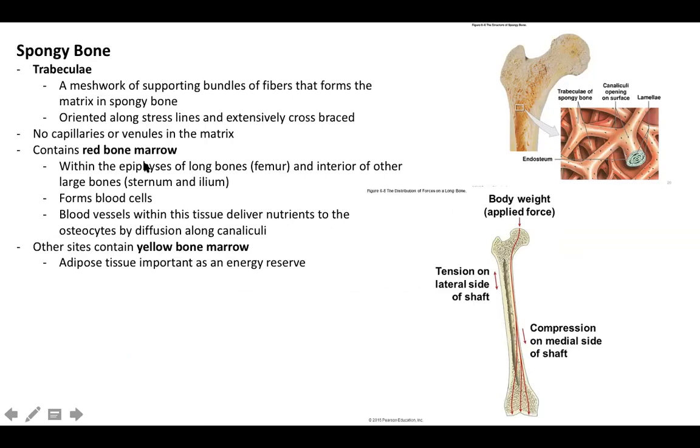They get the nutrients from diffusion. We have the spongy bone in the head and neck, but also the medullary cavity, and that contains marrow. Most of this is red marrow, which produces blood cells, and the blood vessels within the tissue deliver nutrients to osteocytes by diffusion. We talked about that. And then yellow marrow is adipose tissue. So you have two different types of marrow: red marrow that produces the blood cells, and yellow marrow, which is adipose tissue. So that's your energy reserve, which I mentioned on the first slide.